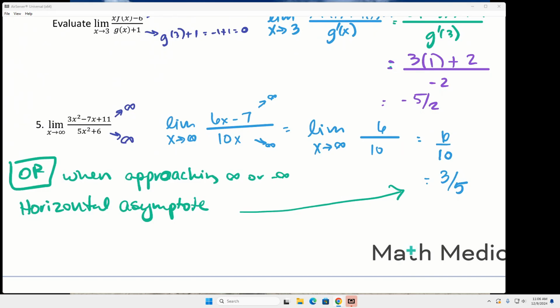Do you guys remember what the horizontal asymptote would be if the denominator has a larger degree? Yes. What about the numerator? There's not one. You guys are so smart. All right, I'm going to give you all your worksheets.